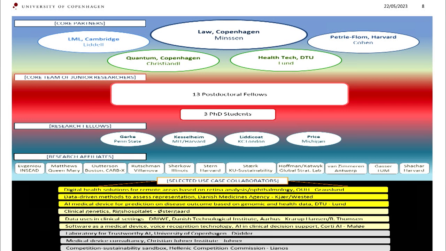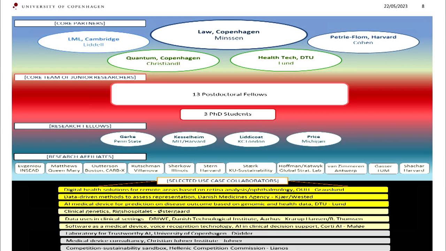that we can not only work with those who are about to do legal studies or want to become lawyers, but also those who might want to become patent attorneys or work in the regulation or in drug development as such. So the Danish Technical University will be involved, the Petri Flom Center at Harvard, Cambridge, our Cambridge colleagues, but also Aaron Kesselheim at MIT, Harvard, and of course also Urs and others.